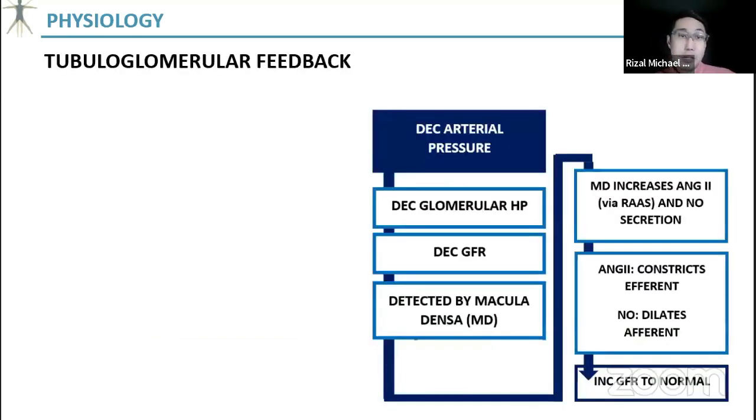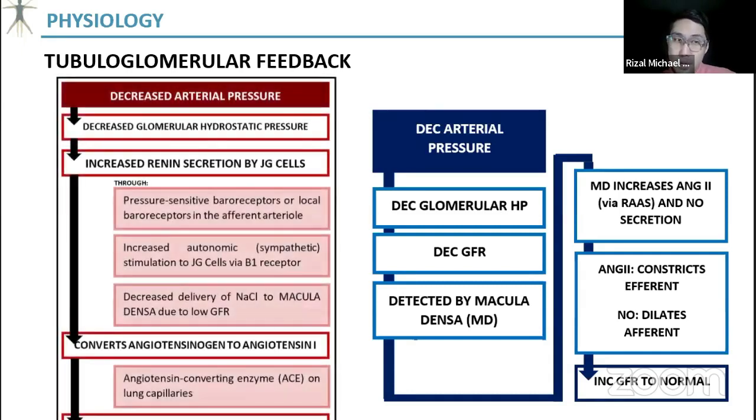Kapag naman decreased arterial pressure, it will stimulate the renin aldosterone, the RAAS system. Okay, the RAAS, the renin angiotensin aldosterone system, as well as secretion of nitric oxide. So angiotensin 2 will constrict the efferent and nitric oxide will dilate the afferent, increasing the GFR back to normal. So ito yung RAAS system natin, right?